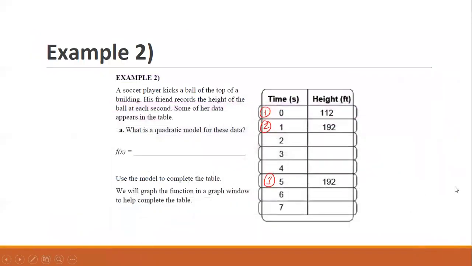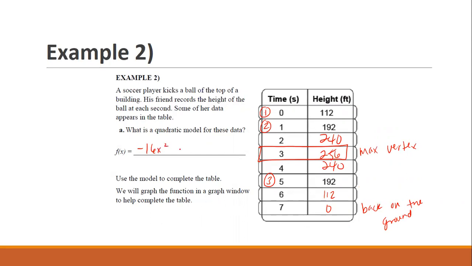All right, so we had 2 at 240. We had 3 at 256, 4 at 240. We had 6 at 112. So we know that this is our max vertex. And we know that this means that it's back on the ground. That's where the ball is at. So after 7 seconds, the ball fell to the ground. Oh, sorry. And our equation was -16x squared plus 96x plus 112.